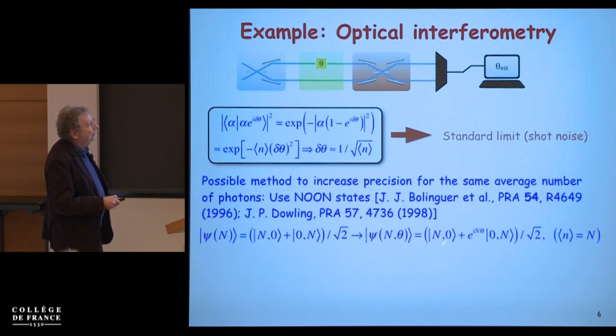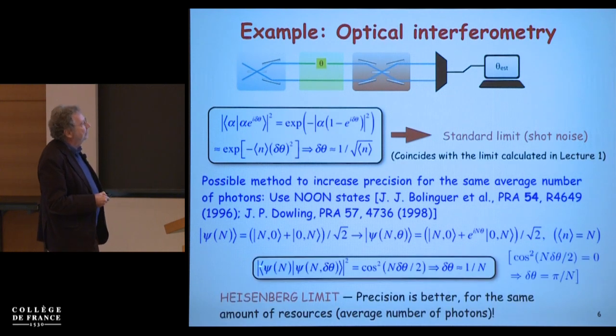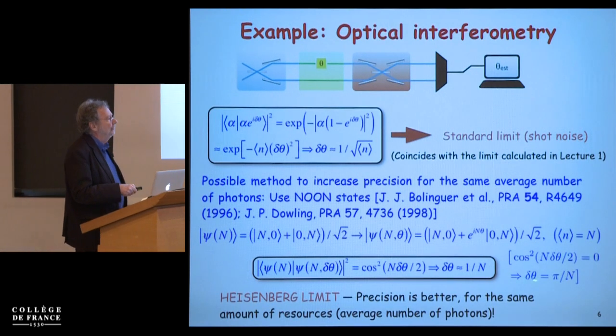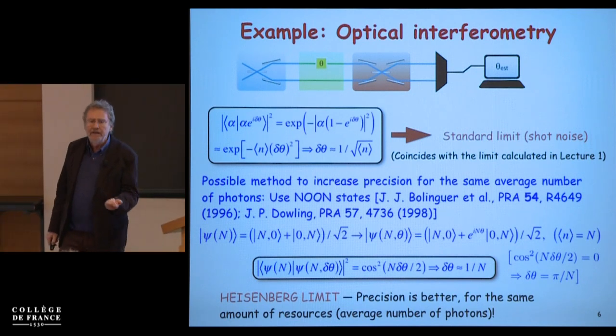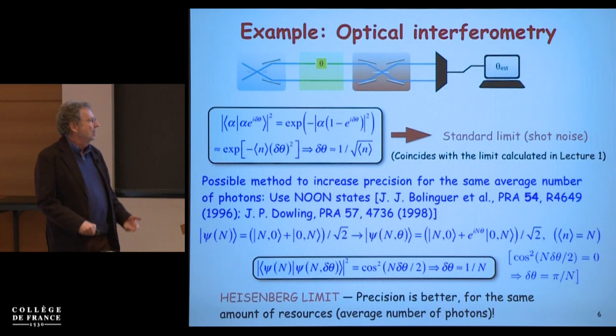So now we have this changed state here, and you can now compare this state with the undisplaced state, which is this one, and the scalar product now gives you this expression, and you see that the cosine square vanishes and delta theta is equal to pi over n, which means scaling in 1 over n. That's the so-called Heisenberg scaling.